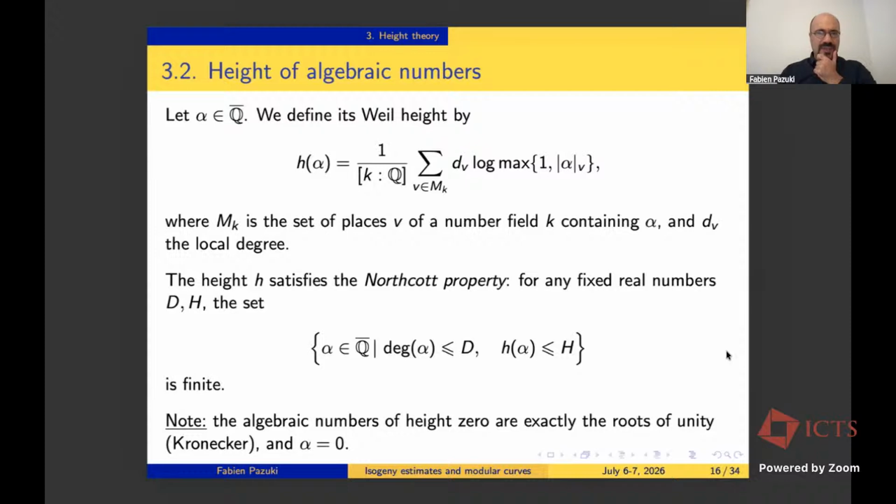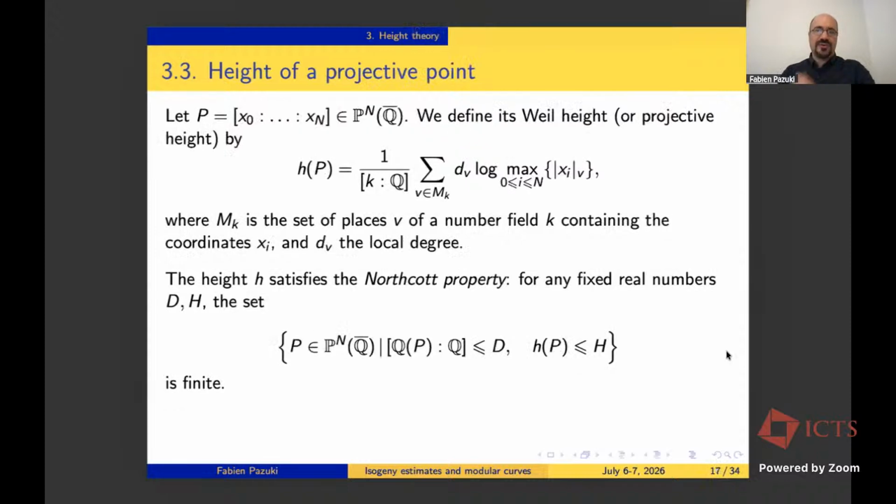the game, and we're going to talk about heights of geometric objects. But let me start with projective points. So let's get to this together. We have a projective point in the projective space of dimension n. It has n plus 1 coordinates. These are algebraic numbers. We define its Weil height, sometimes called projective height, by this big formula that, of course, looks a lot like the previous one.